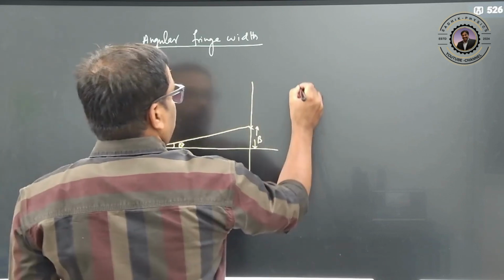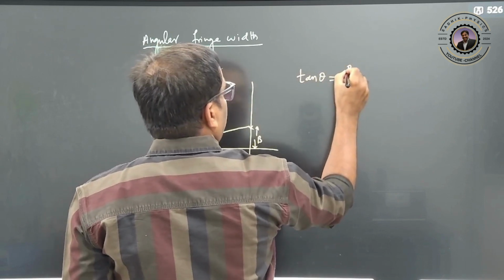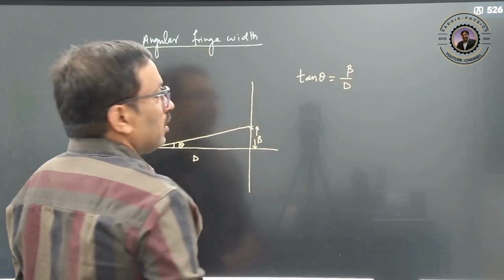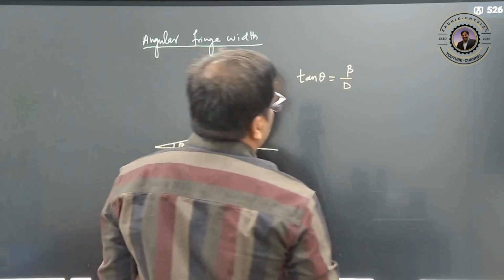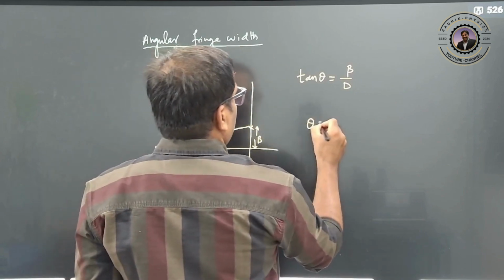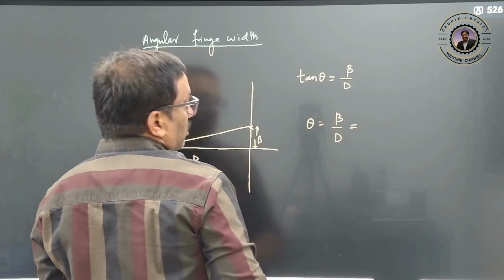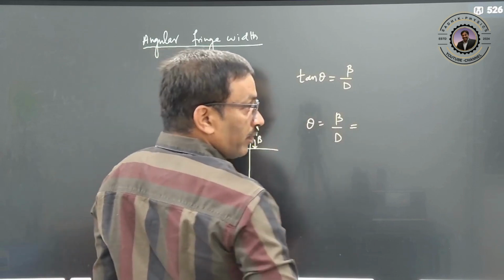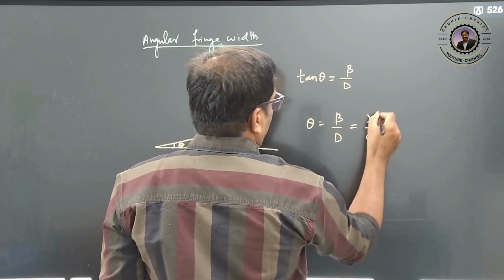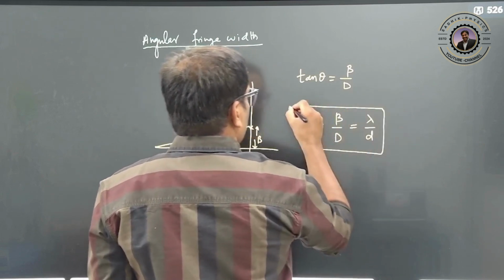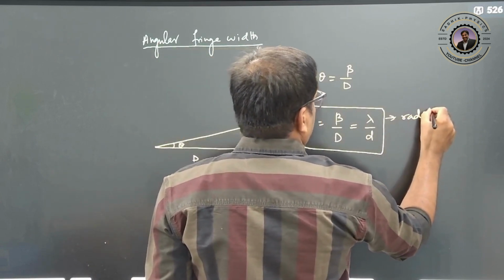So I can write tan theta is equal to beta by d, clear. Theta is small, because fringes are very small in size. So theta is equal to beta by d. If I write beta is equal to d lambda by d, then d cancels, so lambda by d will be your answer, clear. So this is nothing but the angular fringe width, and it should be measured in radians, clear.